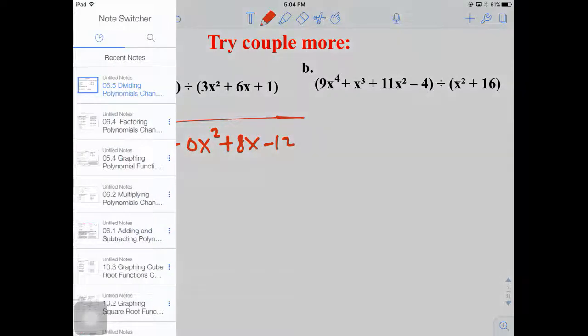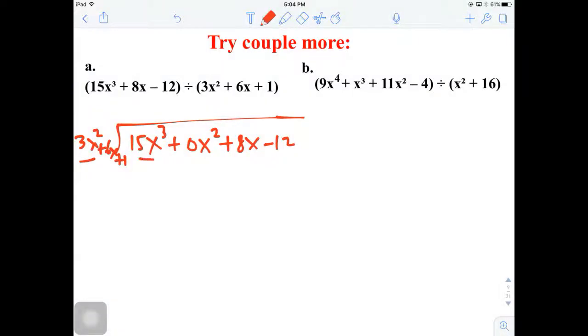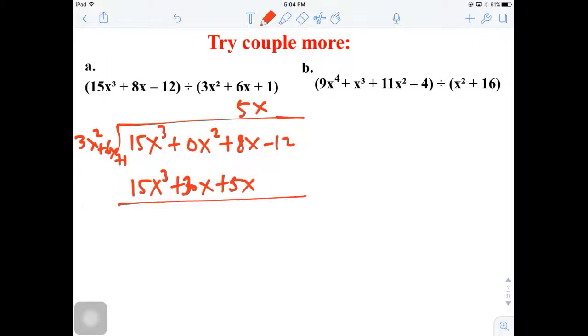So now the first thing we need to look at is 3 times what is 15x cubed, right? So we need a 5 and an x. So we're going to distribute that through. So it's going to give me 15x to the third, 5x times 6x is 30x squared, and then 5x times 1 is just 5x. Changing signs to subtract again, it's going to give me negative 30x squared plus 3x. And then I'm going to bring down the minus 12.